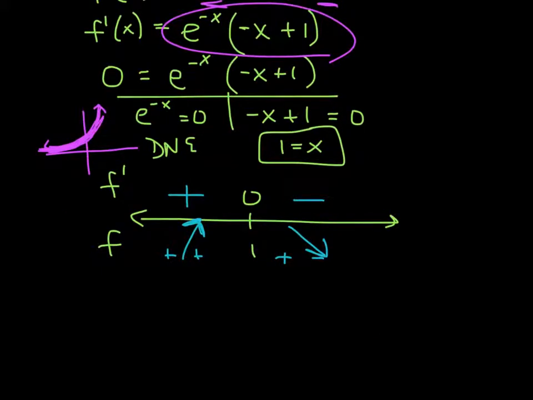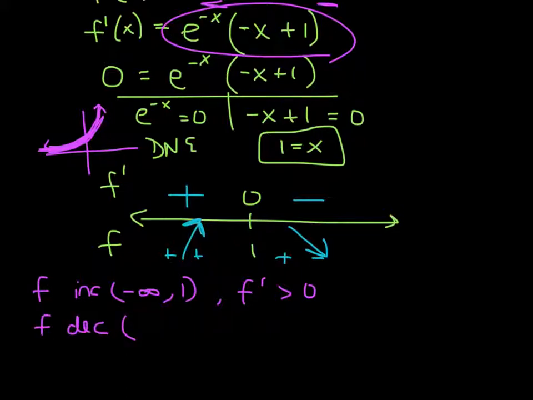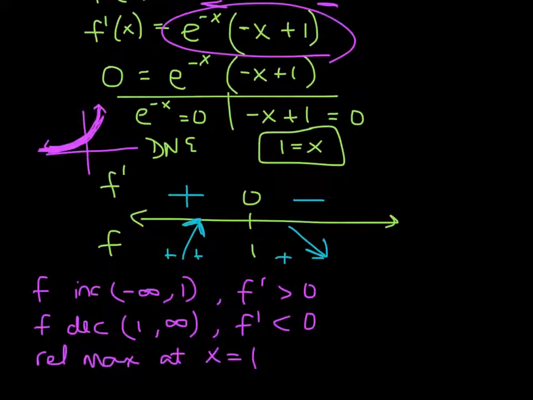Okay, so we are ready to say that f is increasing from negative infinity to 1, and that was because f prime was greater than 0. We are ready to say that f is decreasing from 1 to infinity, and that's because f prime was less than 0. We also can say that we have a relative maximum at x equals 1 because f prime changes from positive to negative.